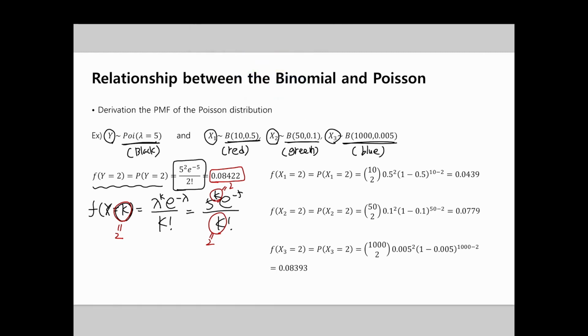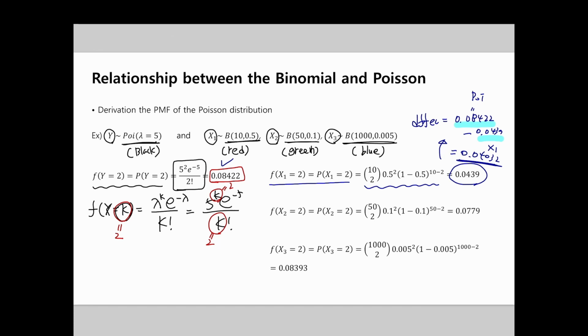The PMF of x1 equal to 2 is like this. So the value is 0.0439. The difference from the Poisson PMF value, 0.08422 minus 0.0439: this value is the Poisson, this value is x1. So the difference value is 0.04032.